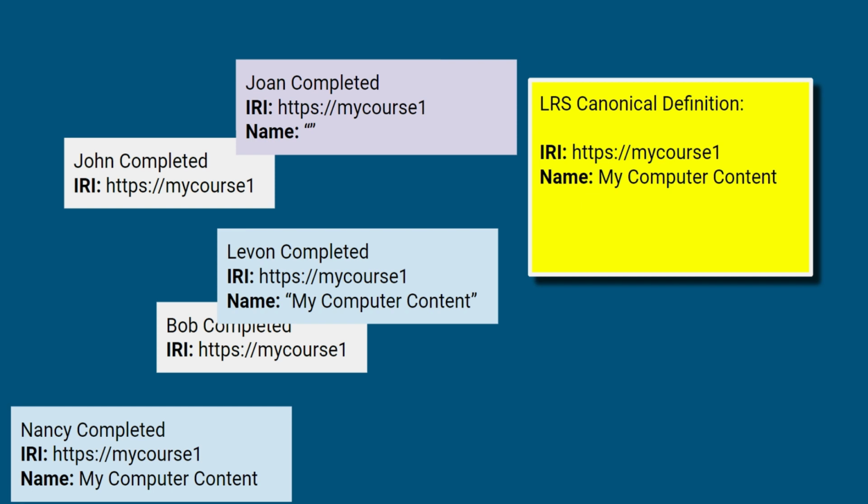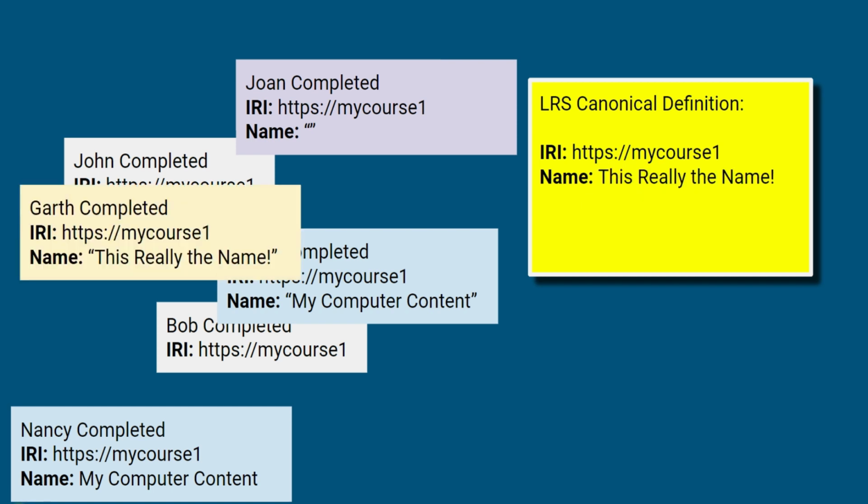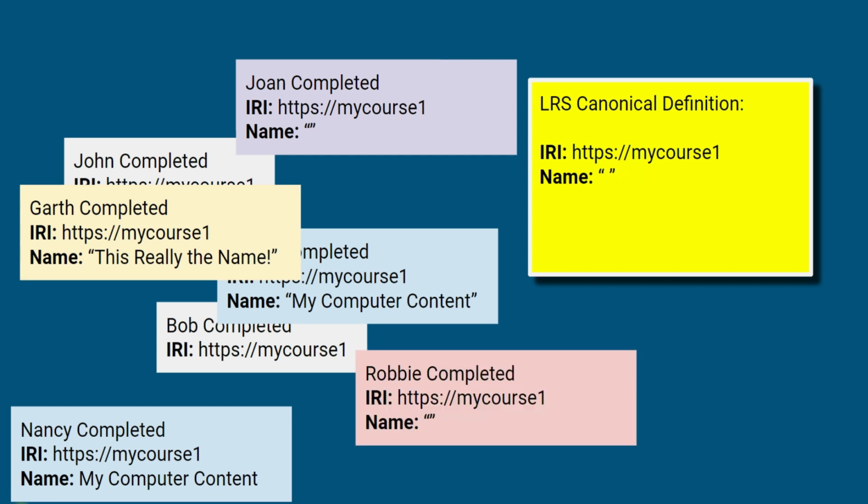So later, let's say that we got another statement, reset it back to my computer content, and let's say you want to really get tricky and you know what the name is supposed to be, so you intentionally send a statement. Garth completed the thing, and the name in this case is, this is really the name. So now you can see this is really the name. So look, you've got the value that you want in there. Well, remember, you might get another statement, next statement comes in, and Robbie, this time again, just passing in a space. Pass in a space, it overwrote it. So yes, your attempt to set the canonical did not work.